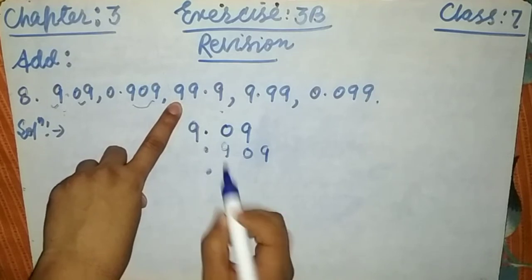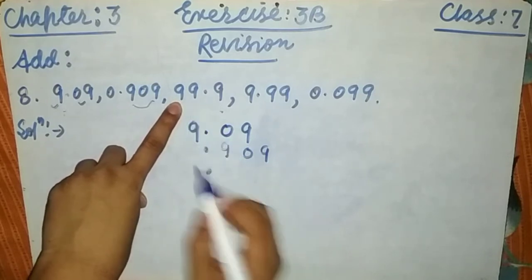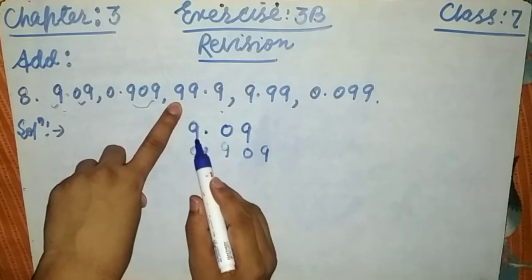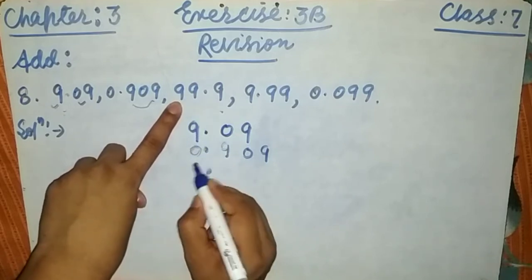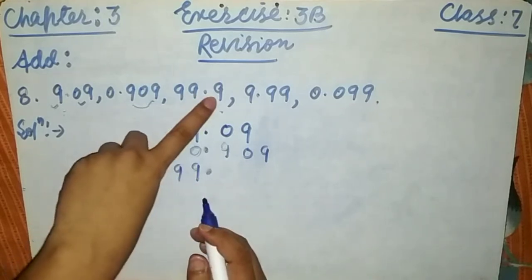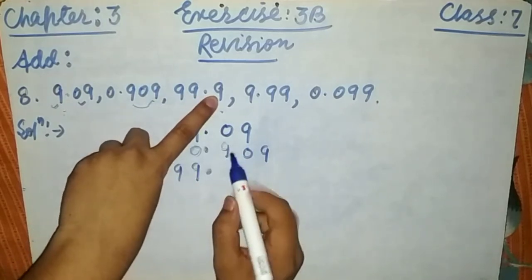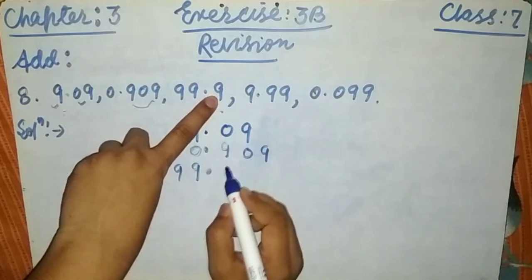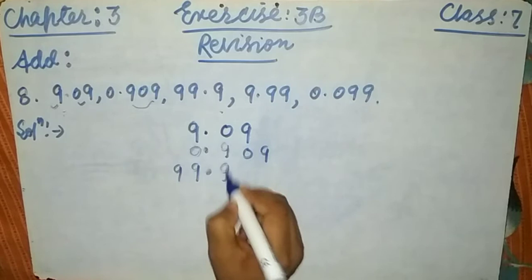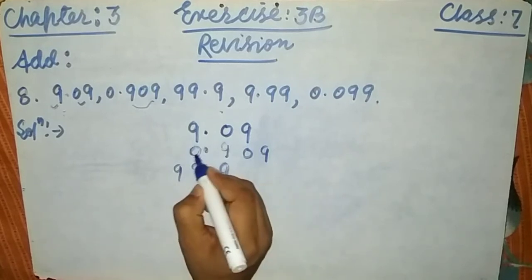Here is the point. Here is the ones place along the ones place, and this is the tens place. Here there is only one fractional part, so this is the tenths position. The tenths is along the tenths. Okay, I hope you are getting it, friends.